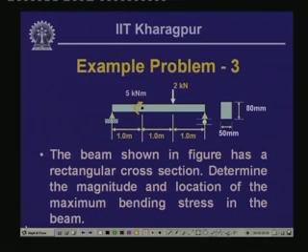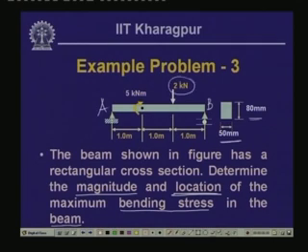Now, let us look into this example, which is based on today's discussion. In this particular beam, let us call this AB, and this beam has a rectangular cross section of size 50 millimeter by 80 millimeter. Now, what we need to do is determine the magnitude and location of the maximum bending stress in the beam. So, first we will have to find out the magnitude, and also locate where this maximum stress is occurring, and the beam is subjected to a concentrated load of 2 kilonewton and a concentrated moment of 5 kilonewton meter.